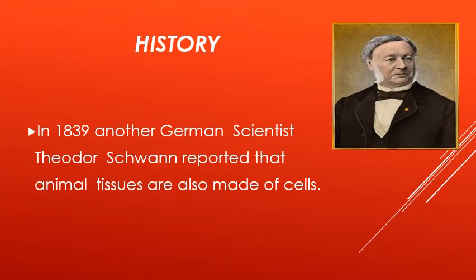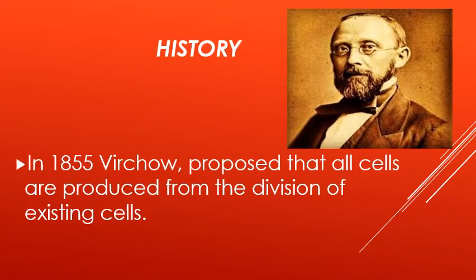The next scientist, also from Germany, is also a German scientist, Theodor Schwann. He reported that animal tissues are also made of cells. He was the scientist to tell that animal tissues are also made of cells. Then in 1855, Rudolf Virchow proposed that all cells are produced from the division of existing cells. That is one of the very important statements that he made.